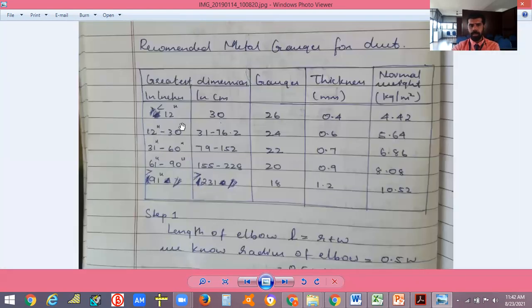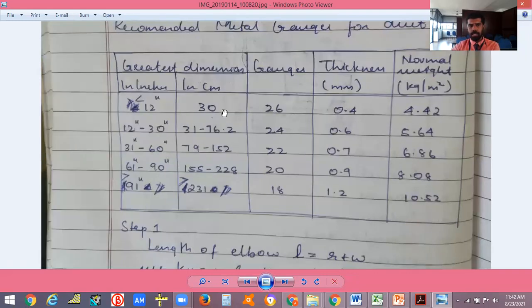So we are going to see in which range this 100 will be coming. So 30 centimeter, 31 to 76, 79 to 150. In this range, 100 centimeter will be coming, right? The largest duct dimension or the greatest dimension is 100. So it will be coming in this range. So what will be the nominal weight? 6.86, right?